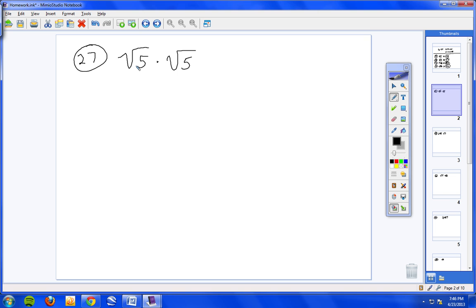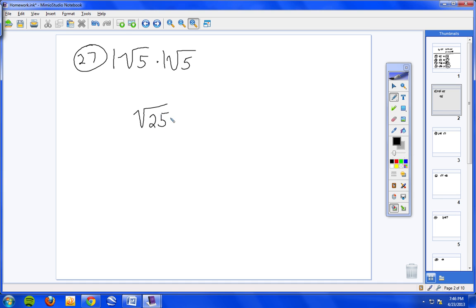So here's number 27. We have square root of 5 times the square root of 5. Now look, if you want to say there's a 1 here and a 1 here and take 1 times 1, that's fine. You don't need to, but that's fine. And then 5 times 5, inside number times inside number, would be 25. So we have 1 times, and really that 1 is just not necessary. We have the square root of 25.